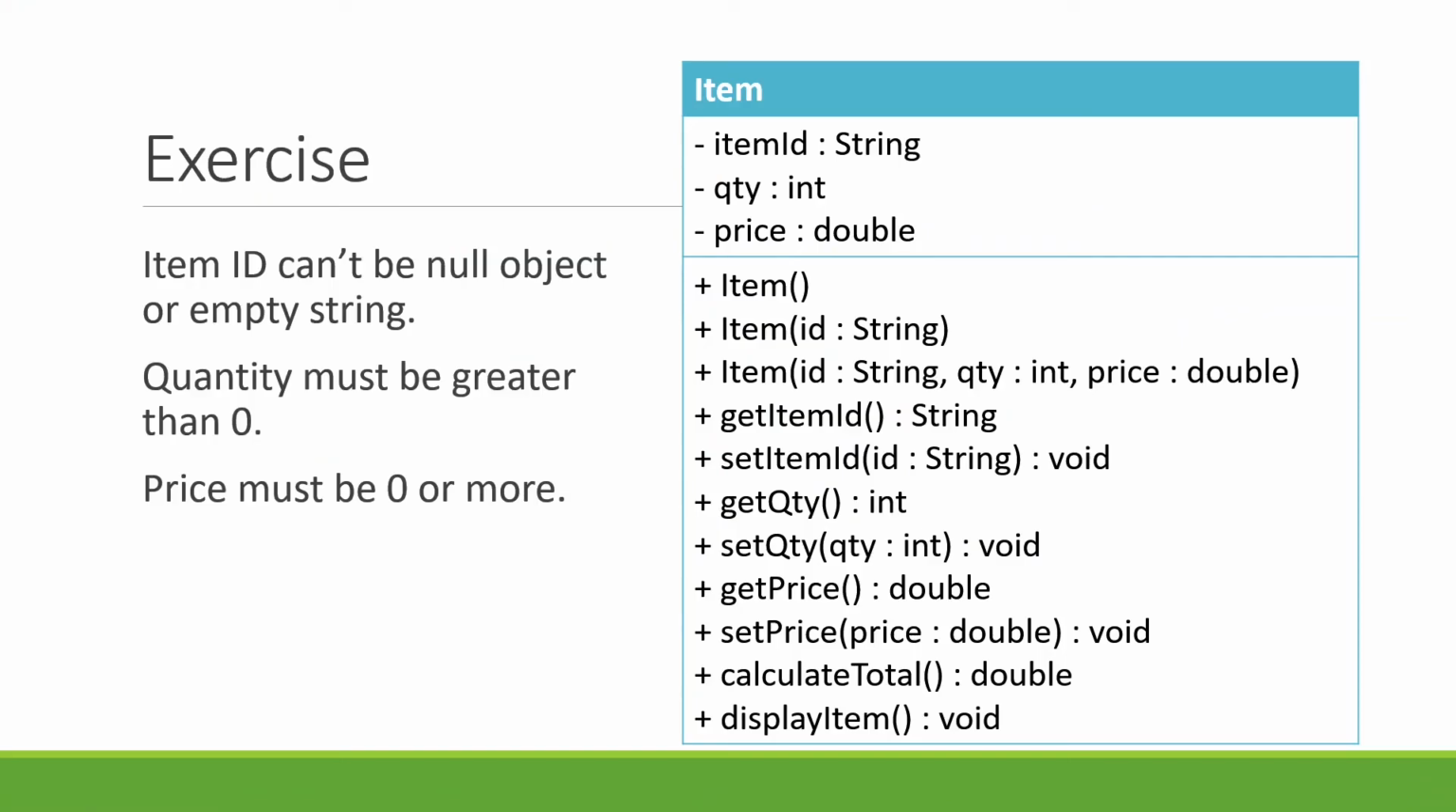Now try this exercise. Go to your item class from the previous video and create the accessor and mutator methods for the item ID, the quantity, and the price members. Item ID can't be a null object or an empty string. Quantity must be greater than 0, but the price must be 0 or more. We'll allow 0 because maybe something is free. Go ahead and pause the video, add the methods, and don't forget to update your constructors, and don't forget to change the modifier of your 3 data members to private. Then resume the video and I'll show you my answer.